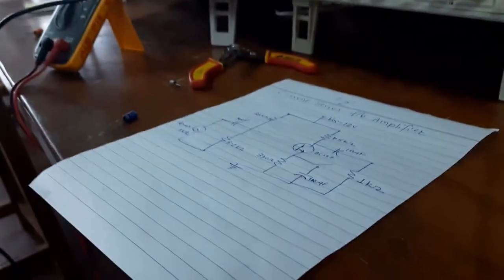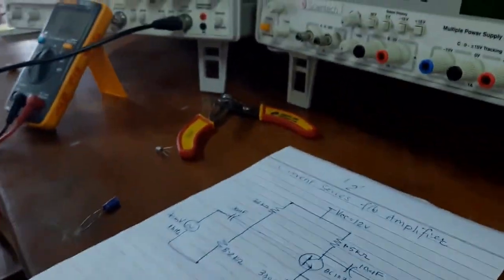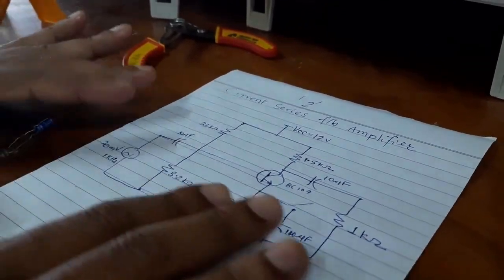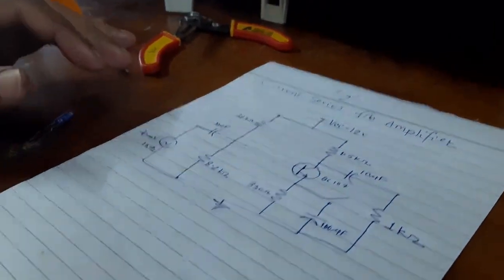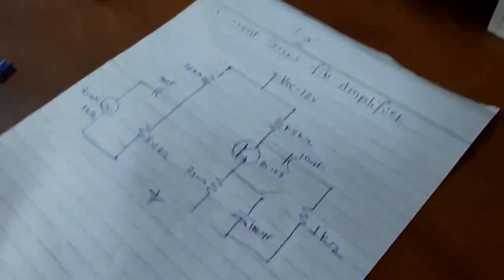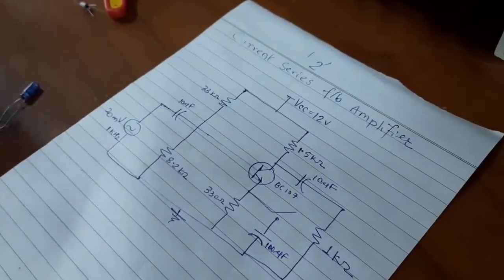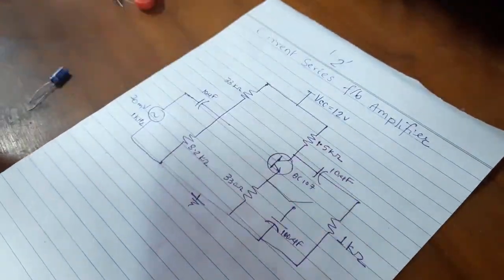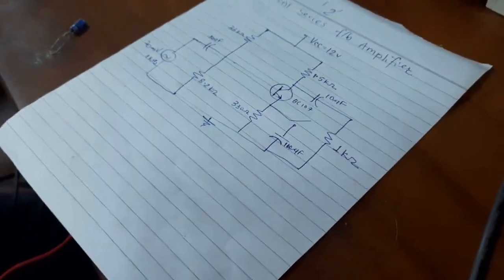Now we'll see how to build this circuit. As already explained, this is a circuit diagram of a current series feedback amplifier, and we have all these components which are mentioned. This is already explained. Now what I would like to suggest you all is that you please pick up your components and keep them on the paper itself, so it will become easy for you to mount them.